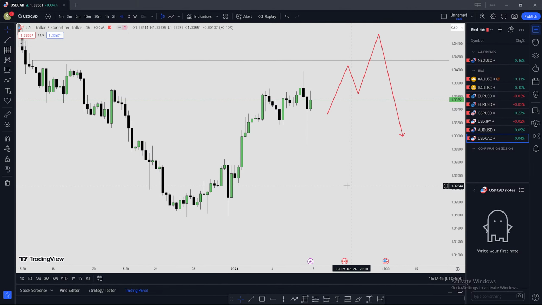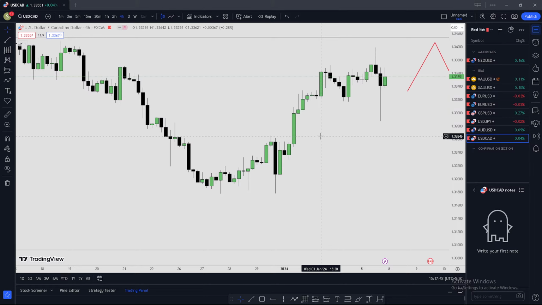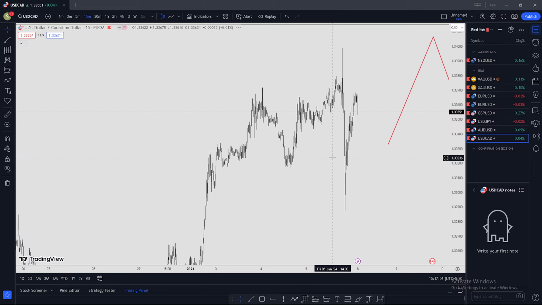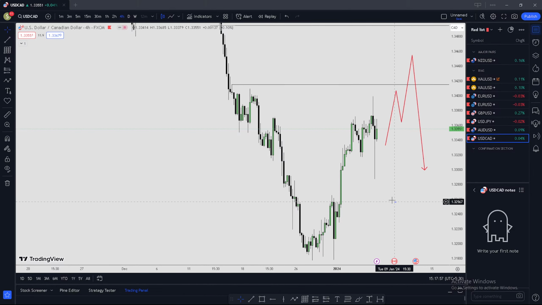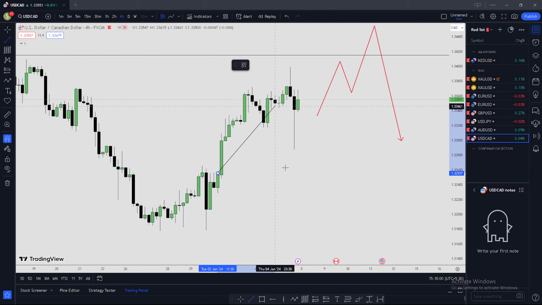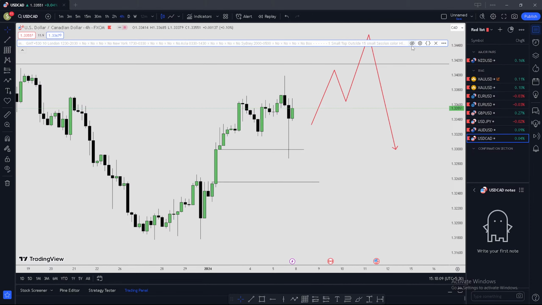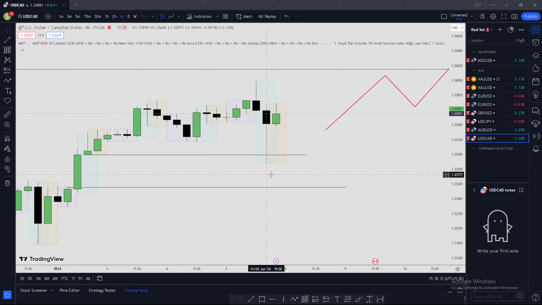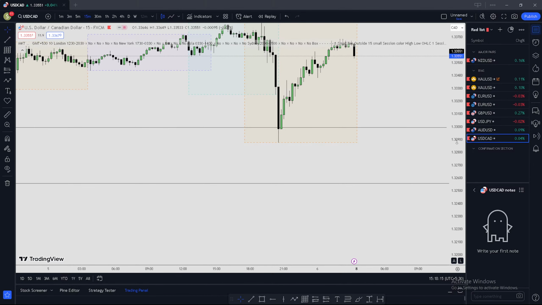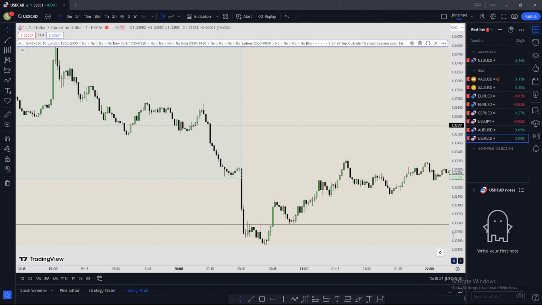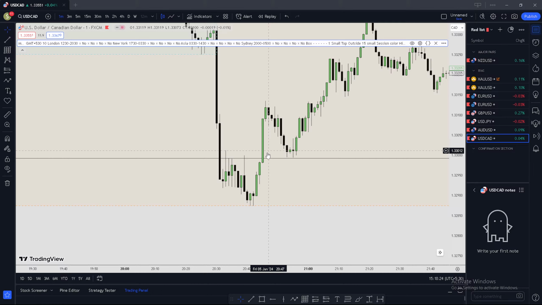Talking ahead, we saw this good break of structure out of it. We wanted the price to see approaching this level, which it did. Approached down here. Low, high, low. This was a good break above.